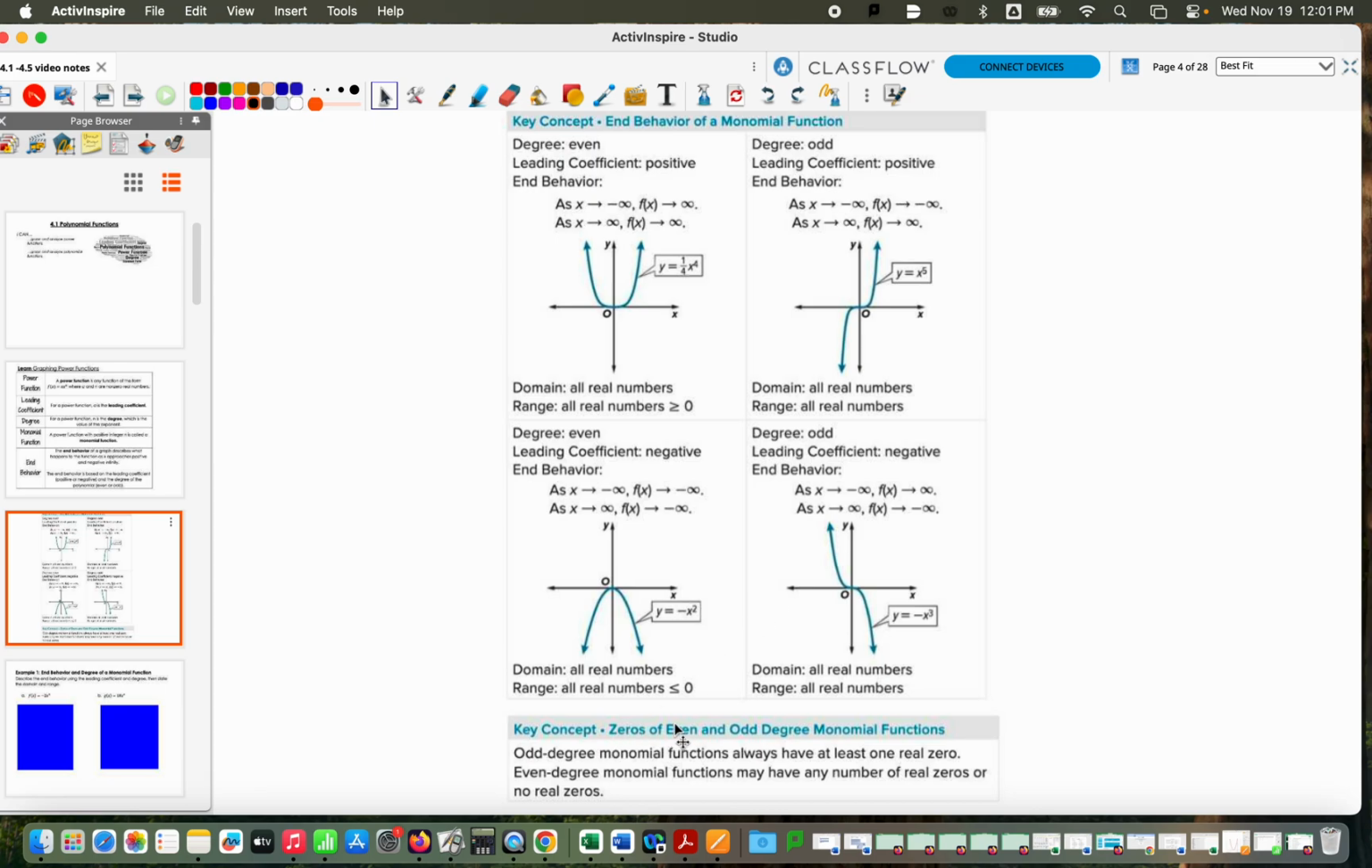We will talk about the zeros more. Zeros are really just your x-intercepts. So notice when you have an odd function, you have to have at least one real zero. There's no way it can go down forever and up forever without crossing the x-axis. But you could have an x squared or something like that, for example, that is up here and won't hit the x-axis. So it's possible that there wouldn't be a real zero or an x-intercept. But more about that later throughout the chapter.